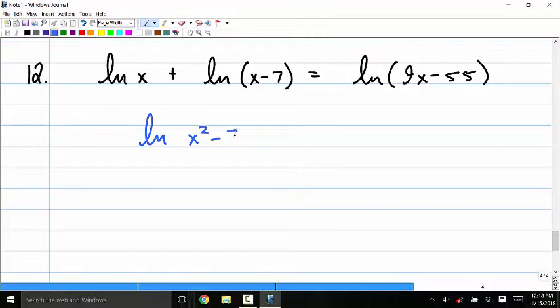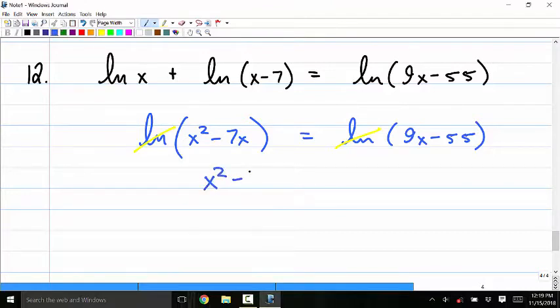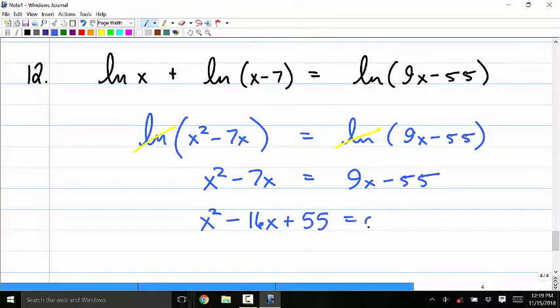X squared minus 7x equals ln of 9x minus 55. Kill them. X squared minus 7x equals 9x minus 55. So you get x squared minus 16x plus 55 equals 0. Factor and check. You got it. That's 12. 13 is very similar.